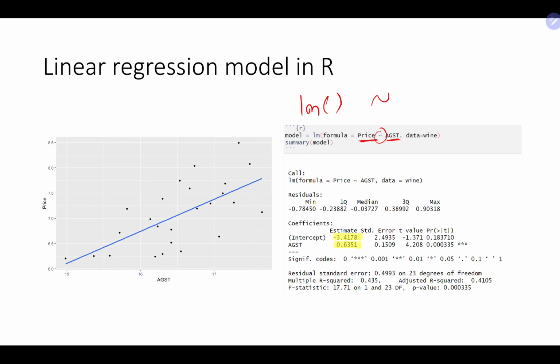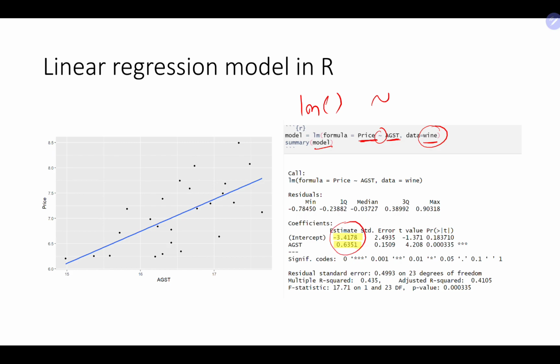And you also have to give the data for this. So what data am I using? We are using the wine data. I stored the wine data set into the variable called wine. This could be different in your case, whatever name you use to store the data set in. In my case, I used wine, so that's why I give wine as input there. And that model is stored in the variable called model here. Then I use summary to get a summary of the model.